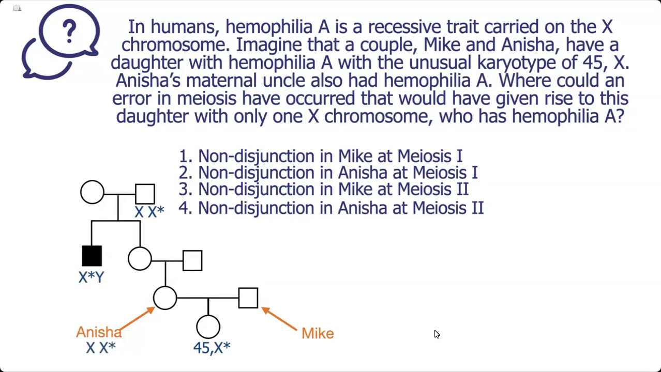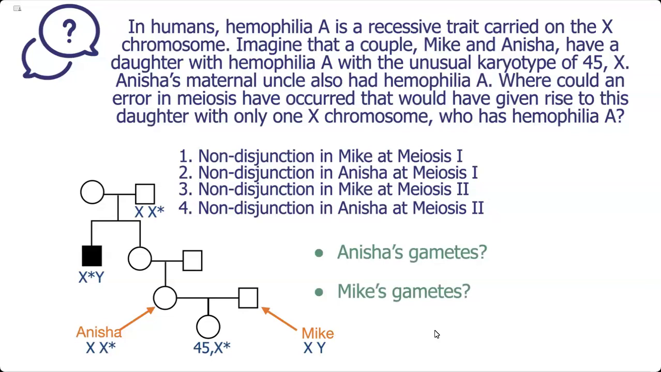Now, Anisha is likely to be a carrier as well because the daughter has hemophilia A, has a mutation on the X chromosome. Mike does not have hemophilia, so he's probably XY. And so it's okay for us to make an assumption here that Anisha is a carrier.